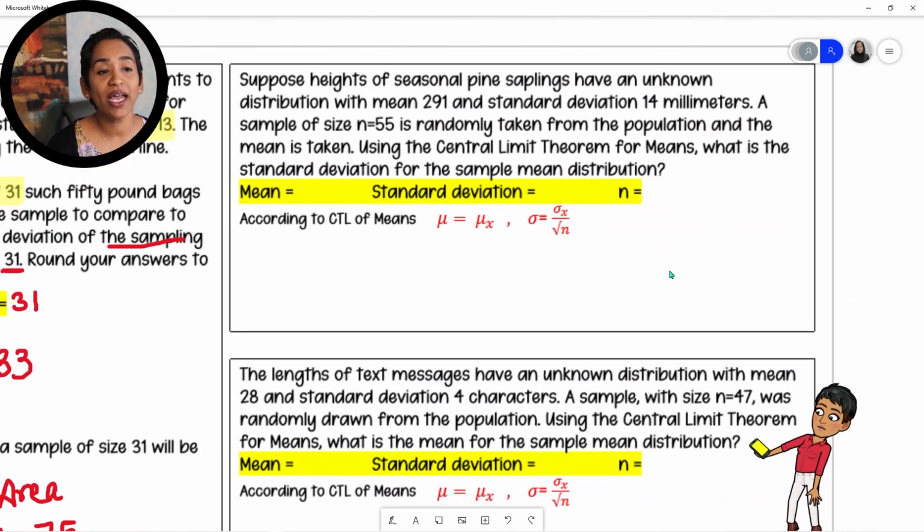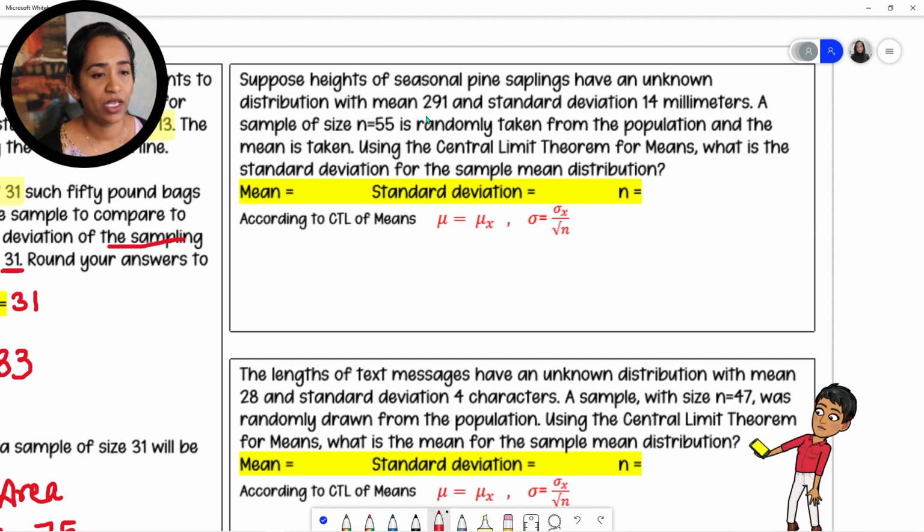Okay, suppose heights of pipe saplings have an unknown distribution. So they don't know what the distribution is. But keep in mind, it doesn't matter what distribution it is. When I do sampling distribution, it automatically becomes a normal curve. So I have a mean. Every time I have something of my interest, I highlight it. Standard deviation, highlight it. I have a sample size of 55, highlight it.